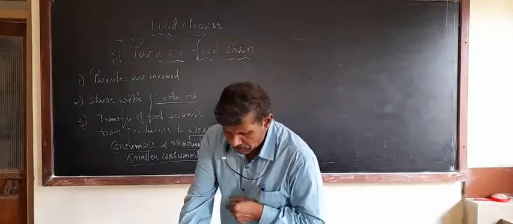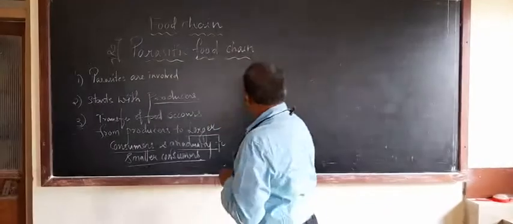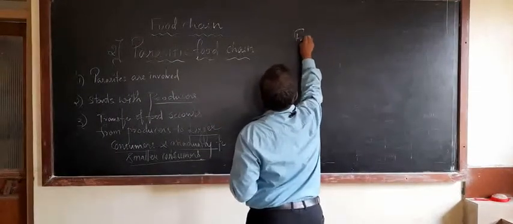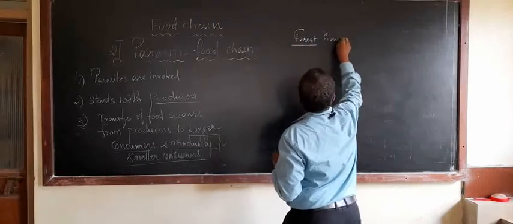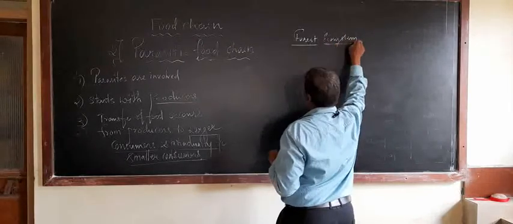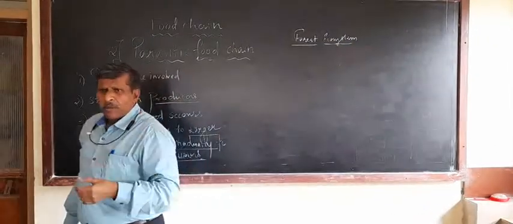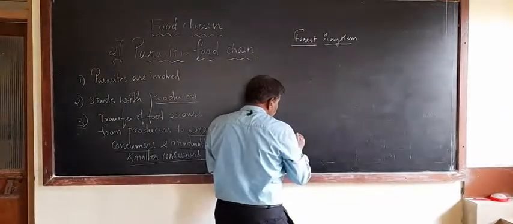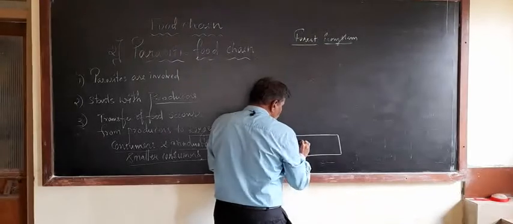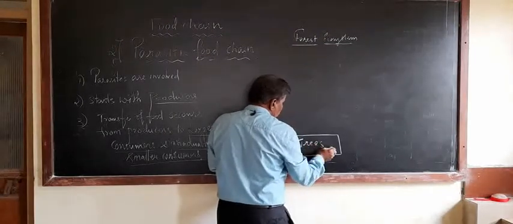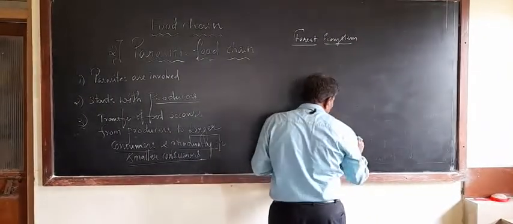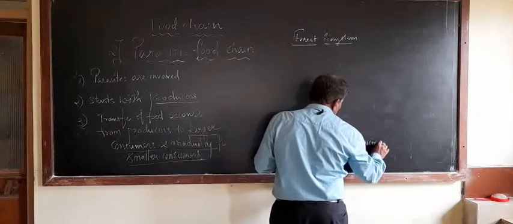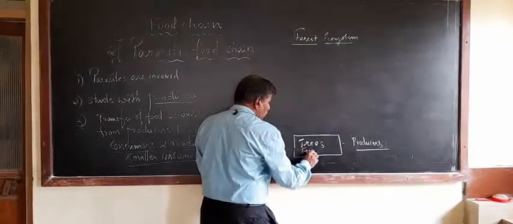Say for example, you consider an ecosystem like a forest. Any forest ecosystem for that matter. In the forest ecosystem, trees are the common producers. These are the producers, they are very commonly present. And they produce the food by way of photosynthesis.